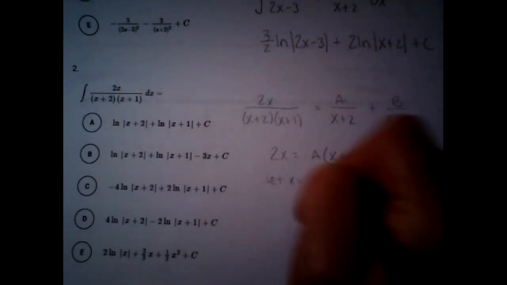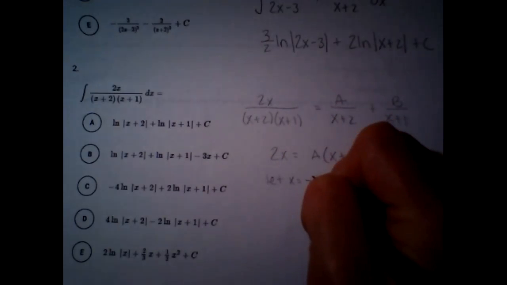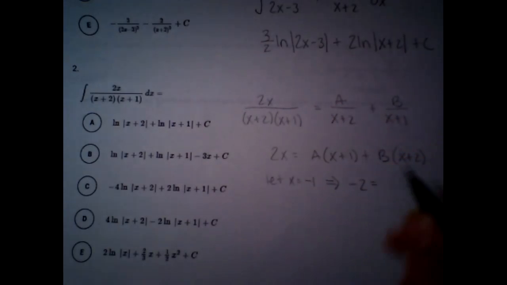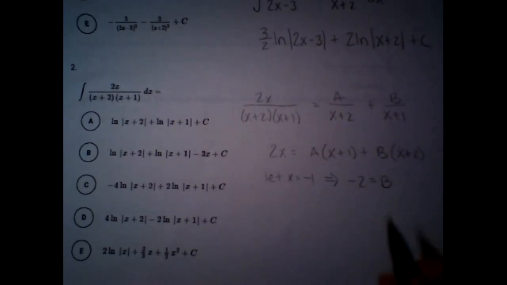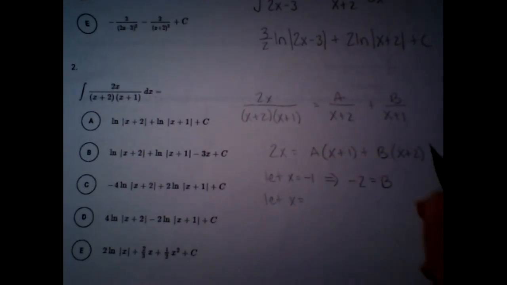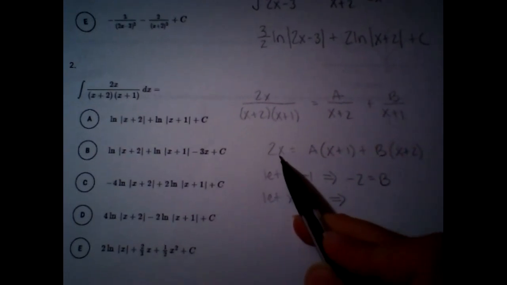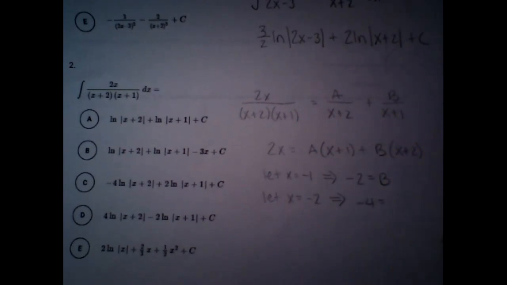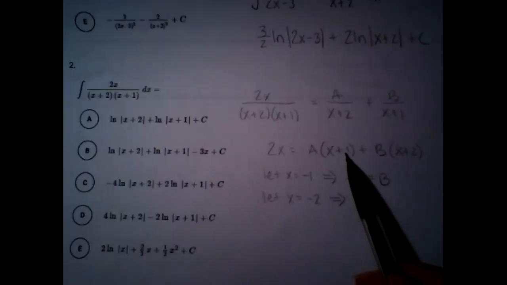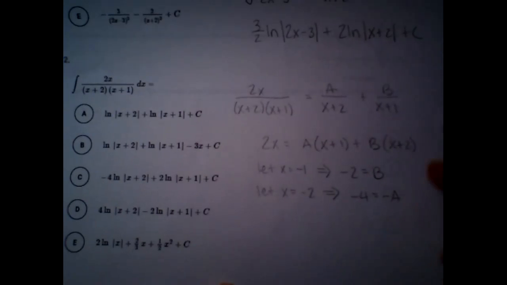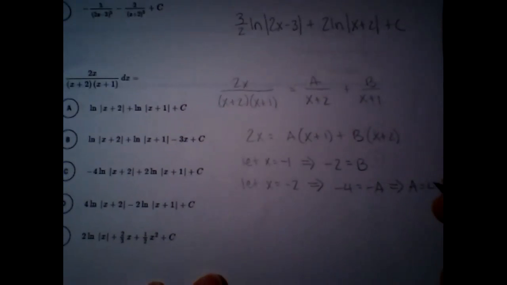And so we're going to let x equal negative 1. And that will give us negative 2 equals, this term will be gone. And if x is negative 1, this would just be 1b. So b is negative 2. And then we'll let x equal negative 2. So this side will be negative 4. And if x is negative 2, this would be a negative 1a. This term will go away. And so then a is 4.